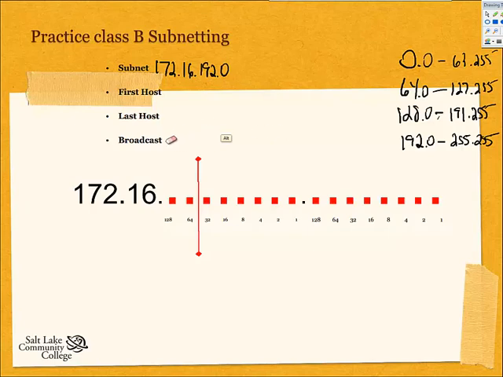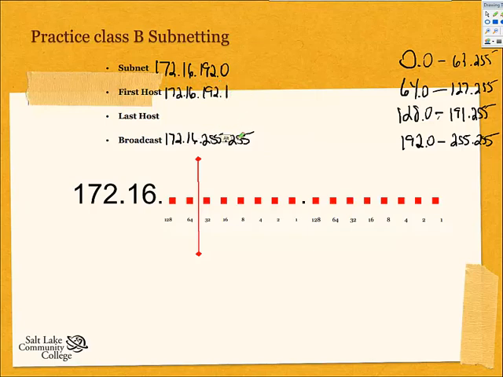Alright, let's try that again. How about 172.16.255.255? Okay, so what's going to be the first host, you ask yourself, and that looks pretty normal. 172.16.192.1. That's the first host.